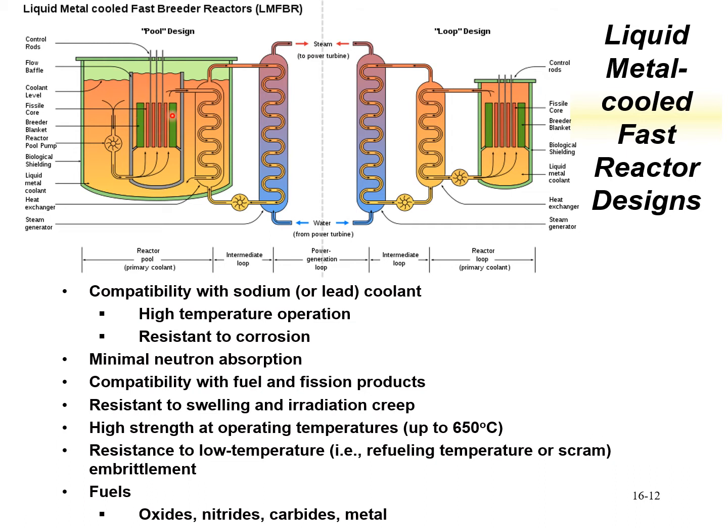So again, you have fuel, and this fuel can be oxides, nitrides, carbides, or metals of, for instance, uranium. And the difference with this reactor is that the coolant is a liquid metal. So it can be sodium metal, lead bismuth. And the reason one would have the metal as a coolant as opposed to water is that the metal does not moderate the neutrons, and the neutron energy stays high. So these are fast reactors.